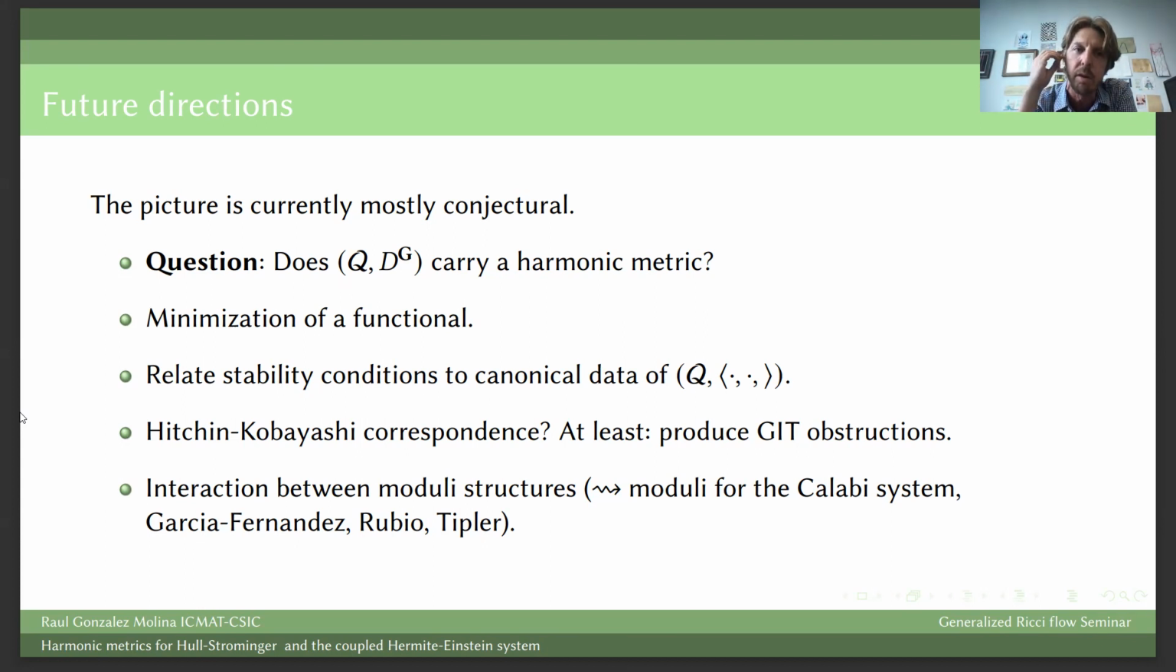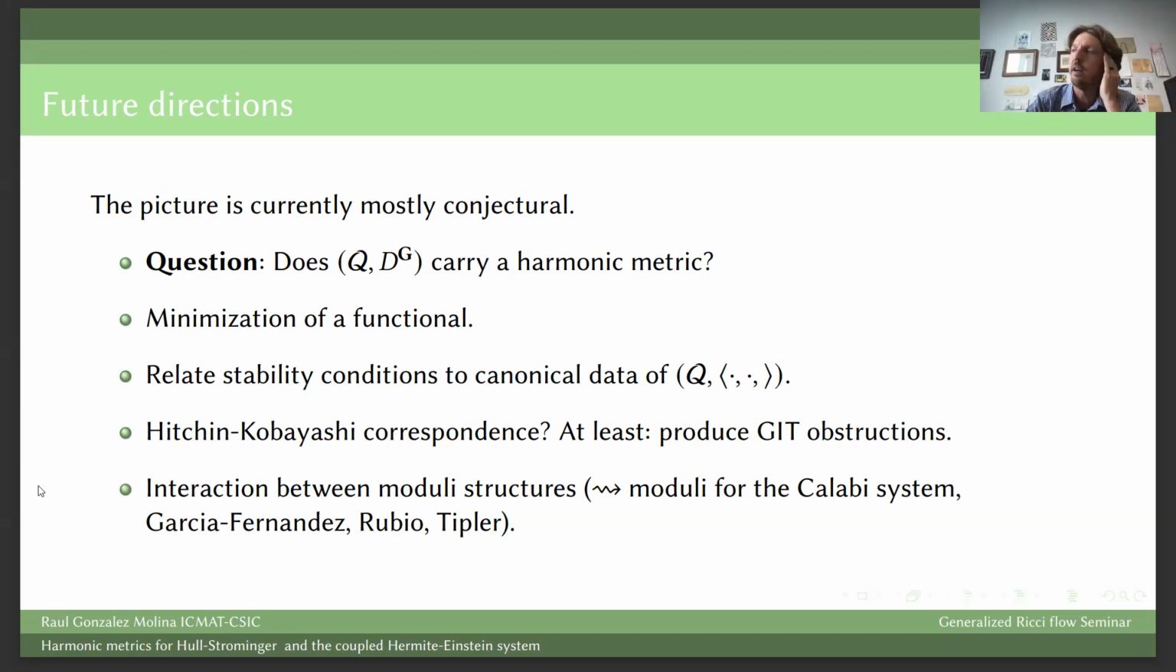Or do you mean harmonic metrics? Yes, that was the thing. So, harmonic metric in our new sense, we still don't know if this minimizes some functional, as harmonic forms in the sense of classical Hodge theory minimize a functional. We don't know if there is this parallelism or not.